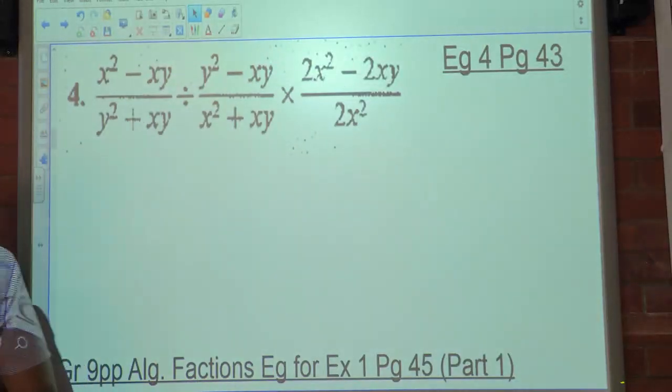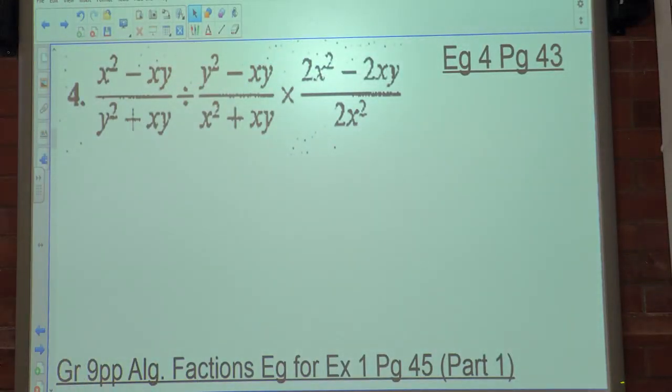For number 4 we got x squared minus xy over y squared plus xy. The fraction must be divided by y squared minus xy over x squared plus y squared plus xy. That fraction must be multiplied by 2x squared minus 2xy over 2x squared.